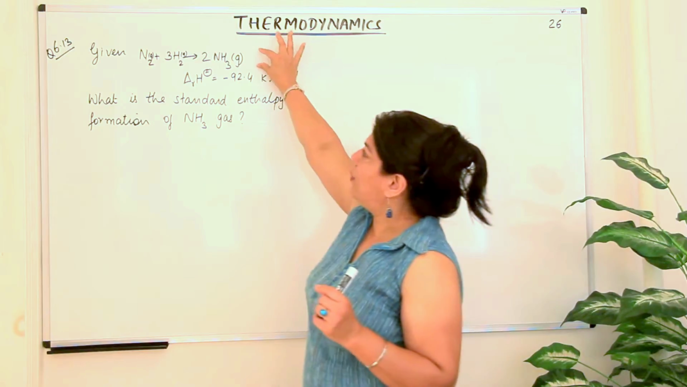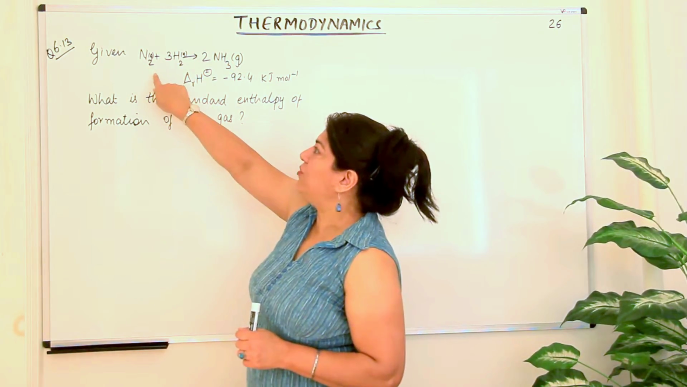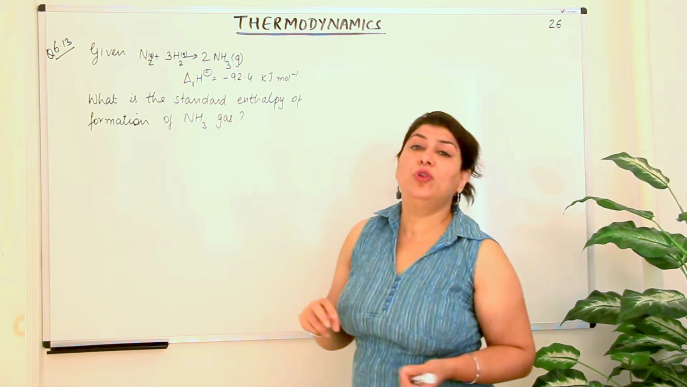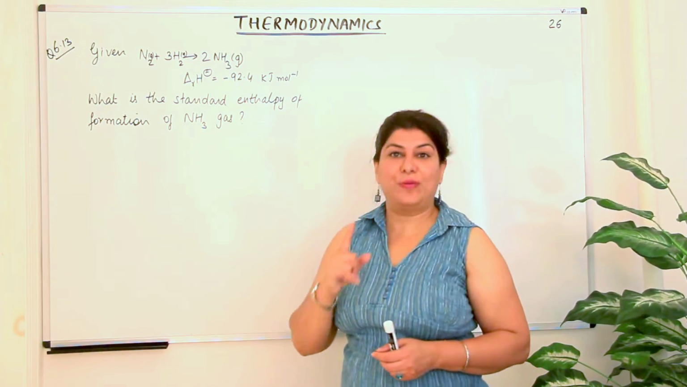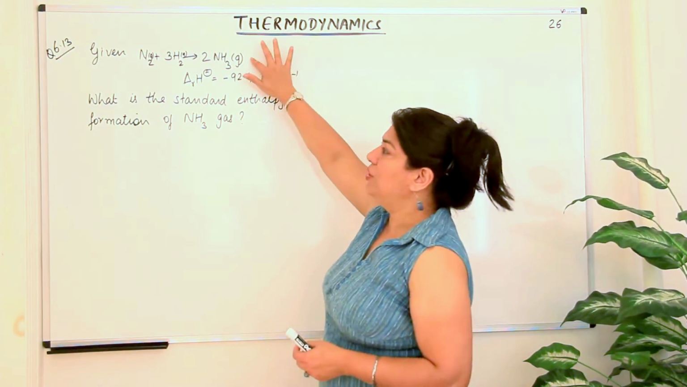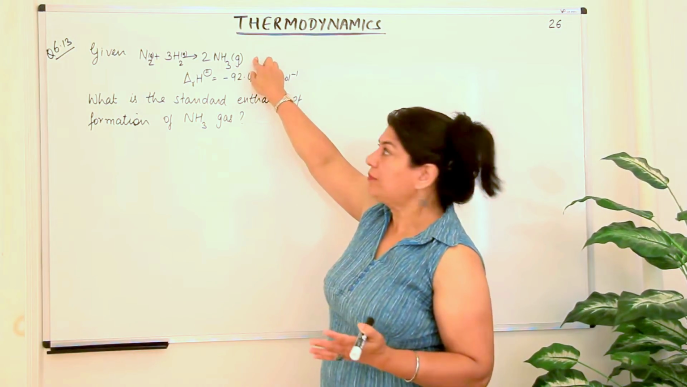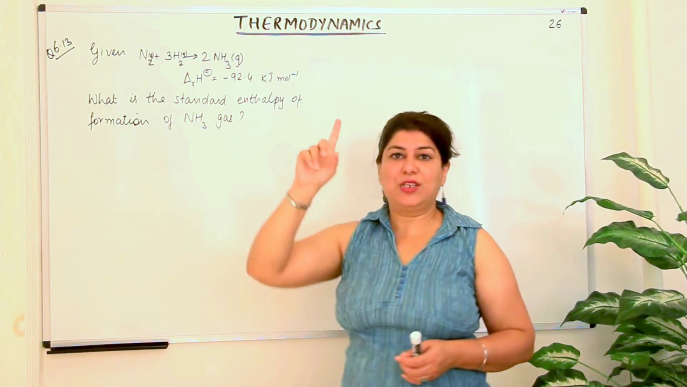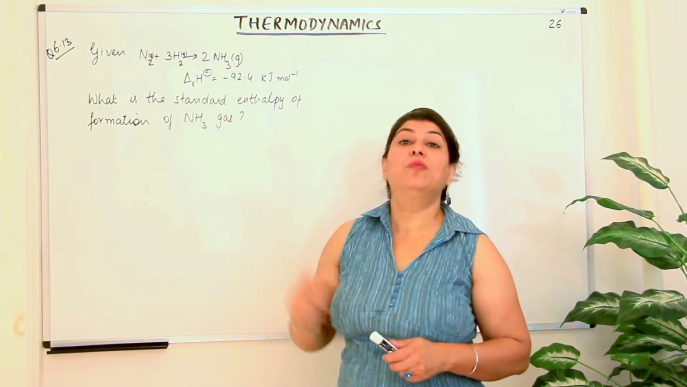If you look at this equation, it is a balanced chemical equation. You have 1 mole of nitrogen combining with 3 moles of hydrogen to give you 2 moles of ammonia. And the aim is to have 1 mole of ammonia. So what should you do? You should divide the entire equation by 2. If you divide the entire equation by 2, you'll get a molar equation, that is, for the formation of 1 mole of ammonia.